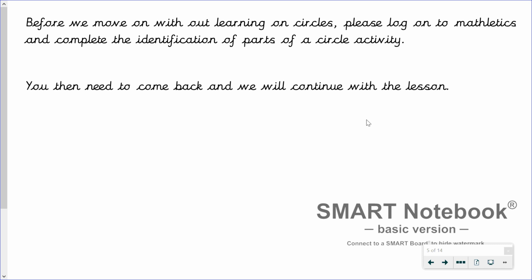So before we move on, you're going to do a quick identification activity on mathematics. You just need to identify the radius, the diameter, the center. That's all you need to do. So go and log on to Mathletics and get that done. Don't panic if it asks you the same question 4 times in a row. It's just quickly checking that you know exactly what those parts are called. It shouldn't take you very long at all. It took me a few minutes. So it's a quick activity and then back when we're going to do the main part of the lesson. Off you go to Mathletics now.